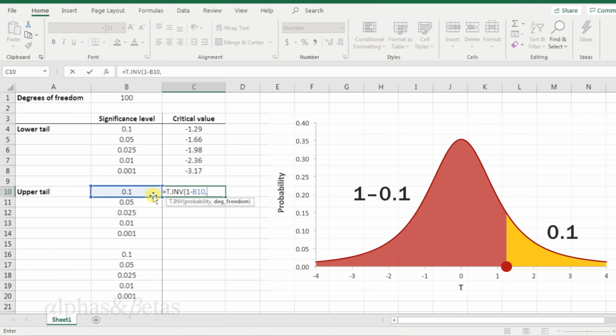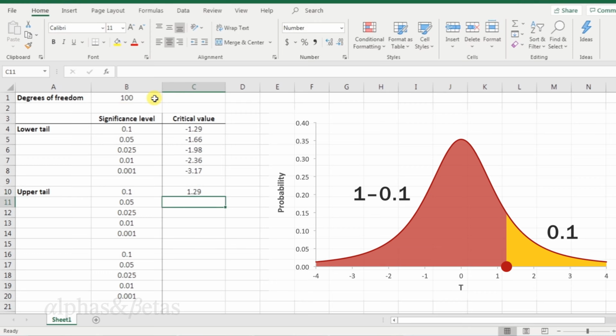For the degrees of freedom parameter, select the degrees of freedom. Press F4 to lock in the reference. The output tells you that the critical value is 1.29. A sense check tells you that this is correct, because the distribution is symmetrical around the center, and 1.29 is the symmetrical point to -1.29. You can do the same to find the critical value for other significance levels.